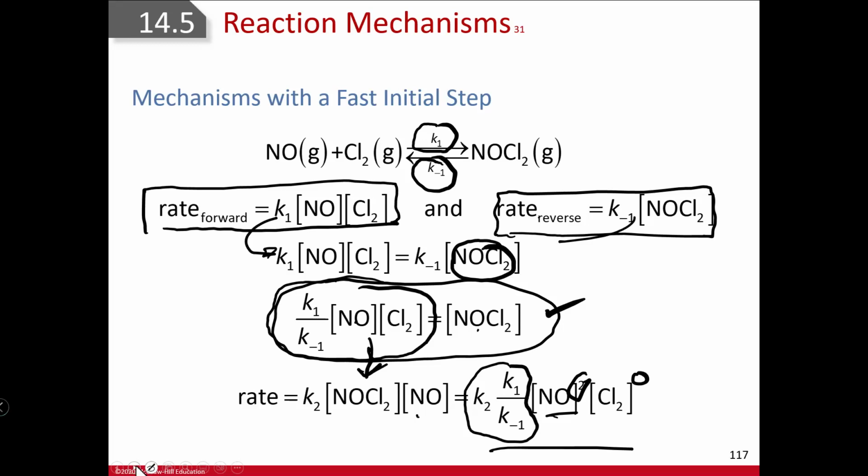So the main thing to remember here is when you have a fast reaction that creates an intermediate, you're going to have to substitute the reverse reaction of the intermediate into the concentration of whatever the intermediate is, and combine all the rate constants here to get the overall rate of the reaction.